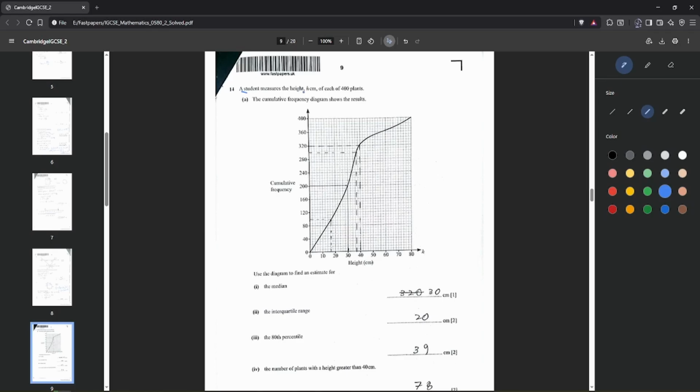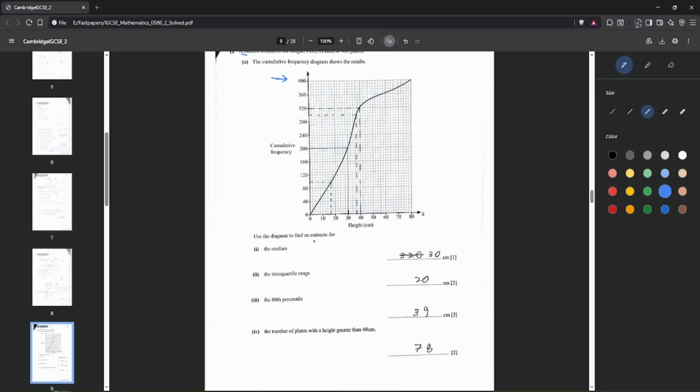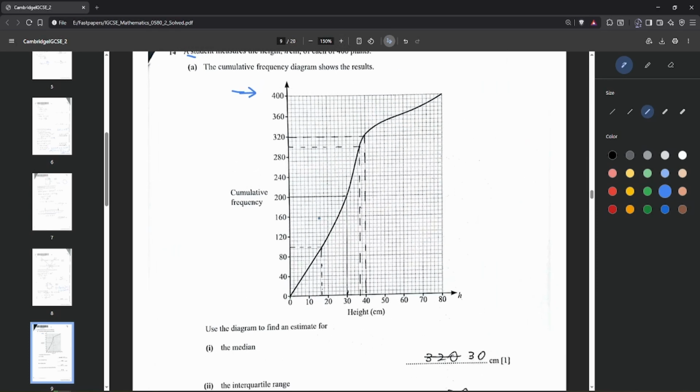Now we have the student measures the height of each of the 400 plants. The cumulative frequency diagram shows the results. So the total value is 400. To get the median, we will find the value of 200, right? Because this is half of 400. Now if we trace this down, we get a height of 30.